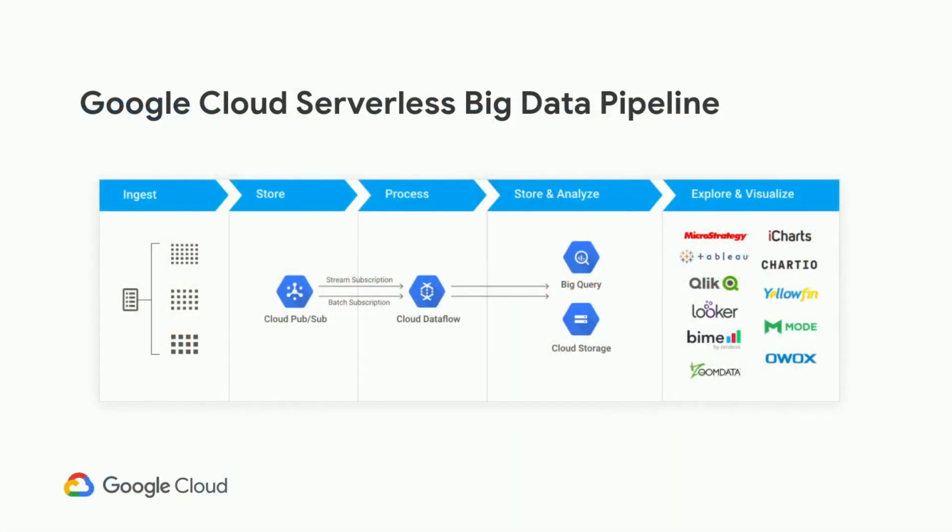And of course, we know the challenge here with the different volumes, velocity, and varieties. For that, we have this serverless big data pipeline. It comes with Pub/Sub to handle the ingestion of streaming data and Dataflow to process it in real time. And with Pub/Sub combined with Dataflow, you have exactly-once data processing. That's really meaningful because it's hard to deal with duplicate data in streaming cases. And here, Pub/Sub plus Dataflow automatically helps you deal with that.